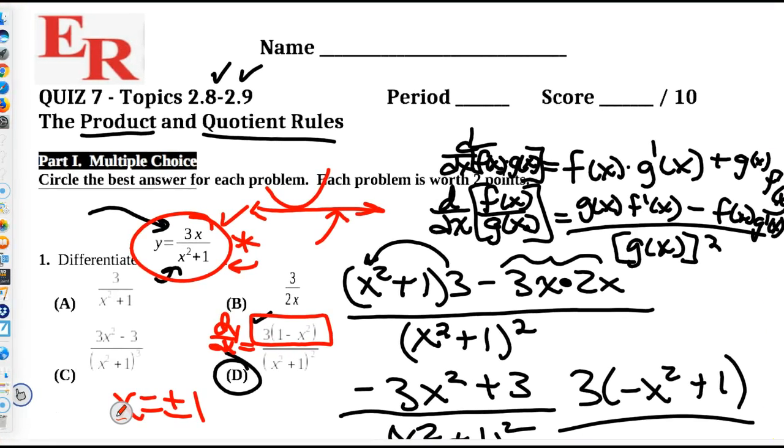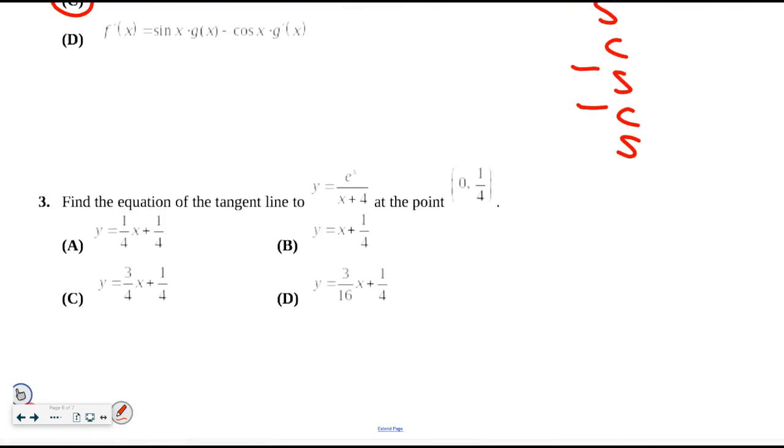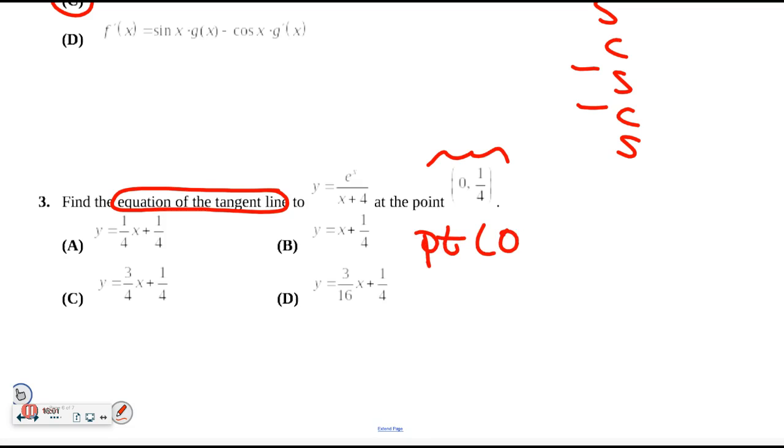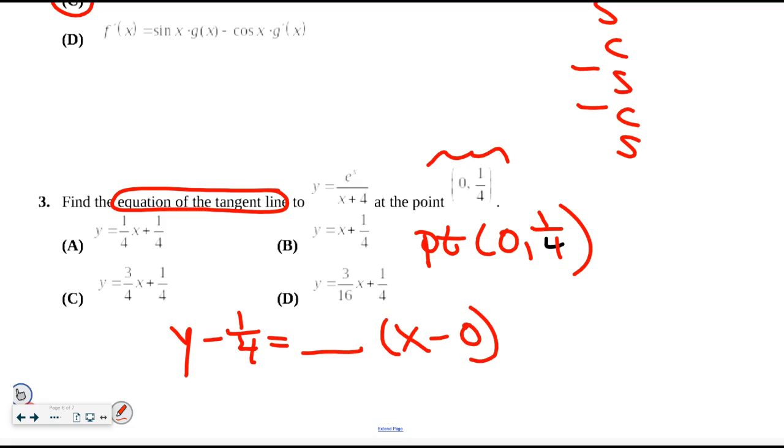All right, so let's go down here to number 3. Equation of the tangent line. You will be asked that all year. You always need 2 things, a point. Here it is. So I'm just going to write that down. 0.014. I can actually start my equation. Y minus the y I know is equal to the slope there times x minus the x I know. The only thing that's going to change throughout the year is how you get the slope there. But it's always the derivative.